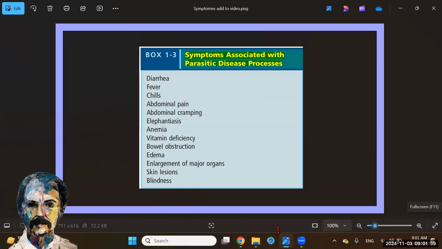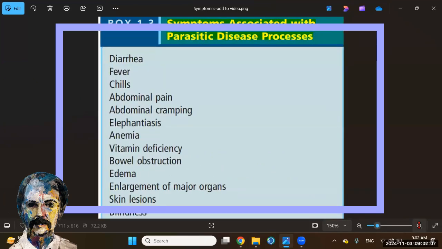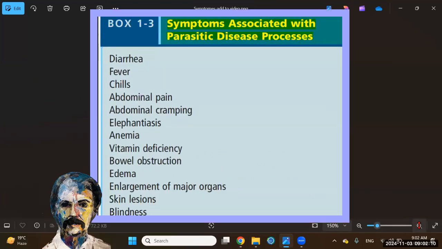What are the symptoms of parasitology or parasitic infections? We have many symptoms, and usually they are not very specific, to be honest. On top of the list is diarrhea. But is diarrhea specific for parasites? No. Is it specific for Entamoeba? No. Bacterial diseases can cause diarrhea, parasitic, viral, but diarrhea is on top of the list, but it's not specific.